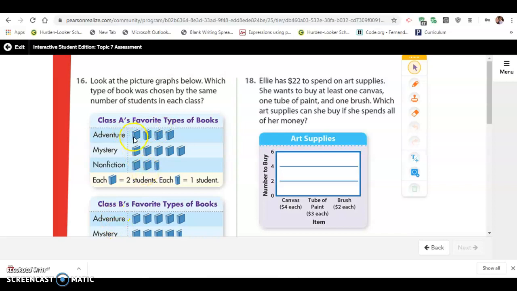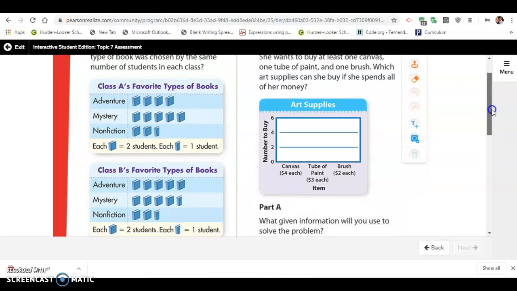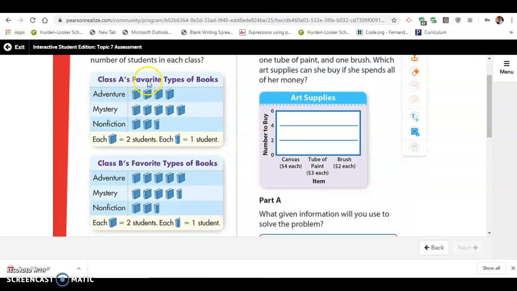So we have to look at both picture graphs, picture graph A and B, and we need to figure out which one has the same number of students. Is it going to be adventure, mystery, or nonfiction? So for Class A, adventure has, well, first we have to look at the keys. So each whole book represents 2 students, and each half book represents 1 student.